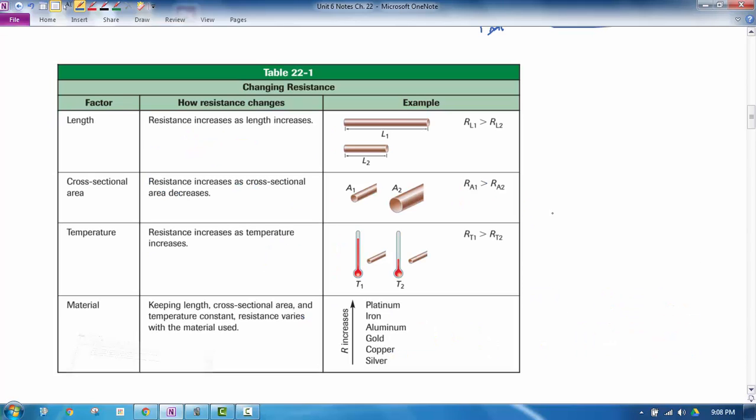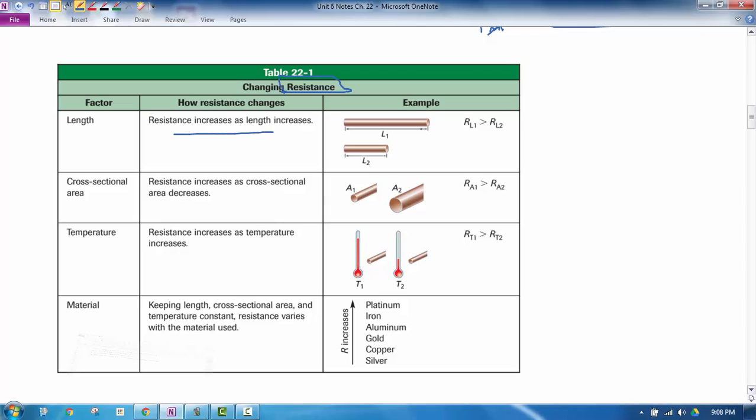Okay, the next thing we want to talk about is resistance. Resistance is something that restricts the flow of current in a circuit. So, the word kind of gives it away. It shouldn't be hard to remember. But there are some things that affect resistance that aren't so intuitive. One thing is length. Resistance increases as length increases.